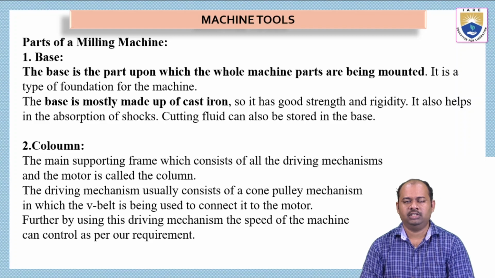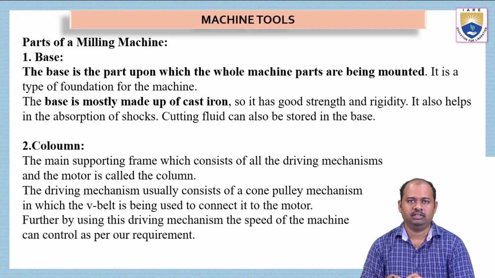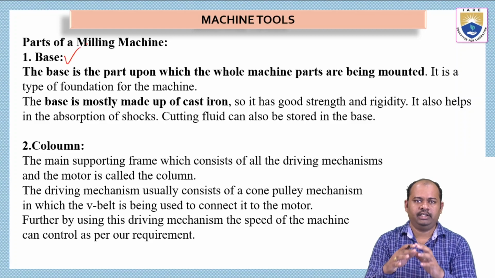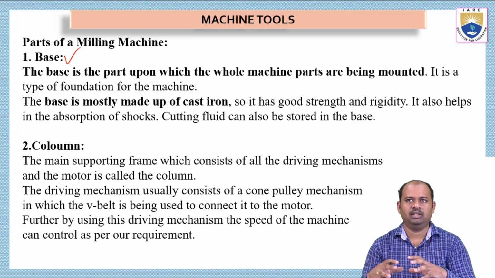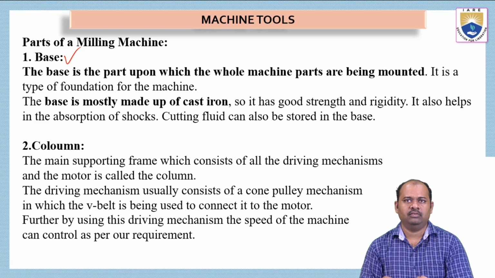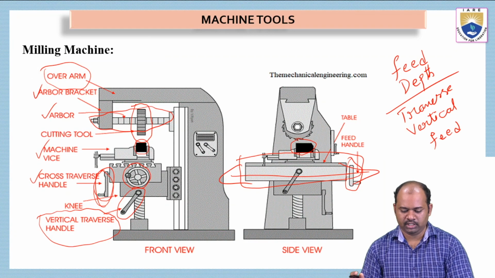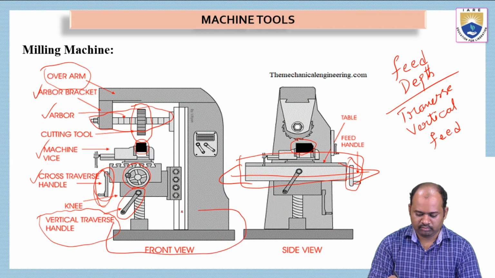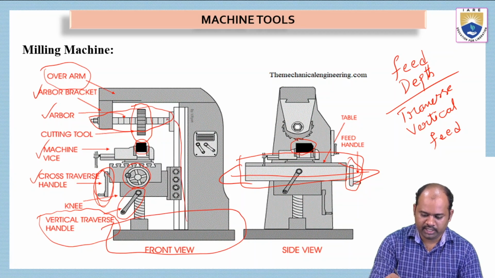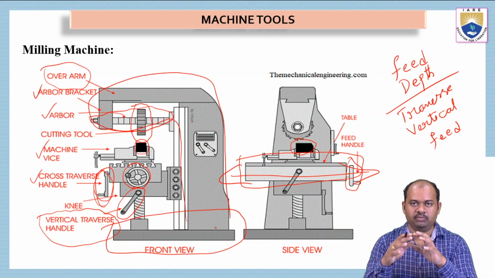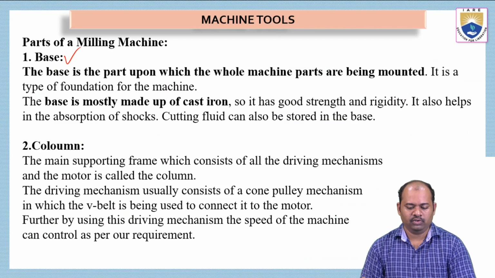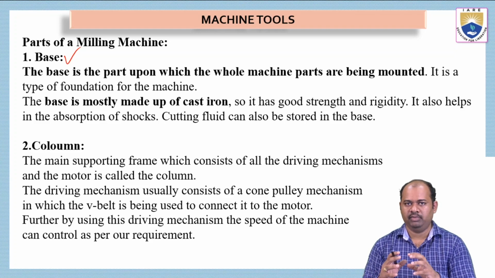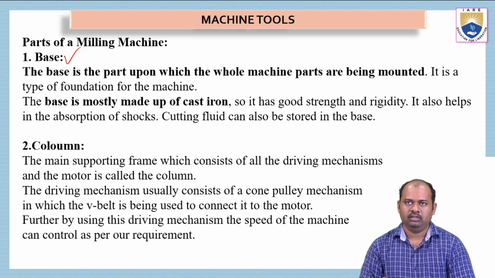The parts of a milling machine are like, first one, base, where the entire structure is built. The base is the part upon which the machine parts are mounted, and it is a type of foundation for the machine. See here in the picture, this is the base. On this base we have this entire structure, it is built on the base only. And the base is mostly made up of cast iron.